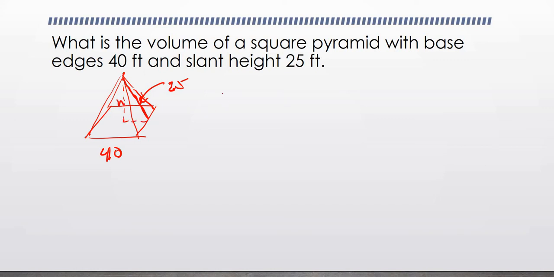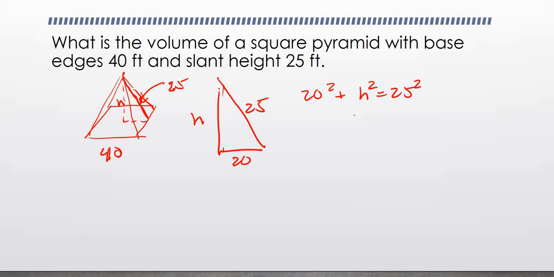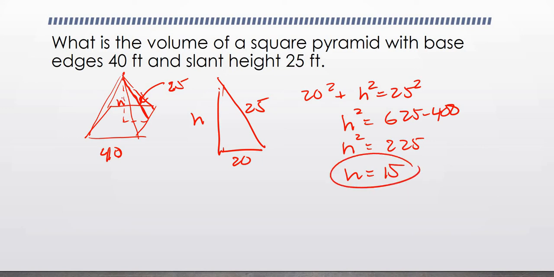So drawing a right triangle to get my regular height, sorry, I have the slant height, that's going to be 20, half of the base edge. So 20 squared plus h squared equals 25 squared using Pythagorean. H squared is 625 minus 400, 225, so h is 15. That's my central height of the actual pyramid.